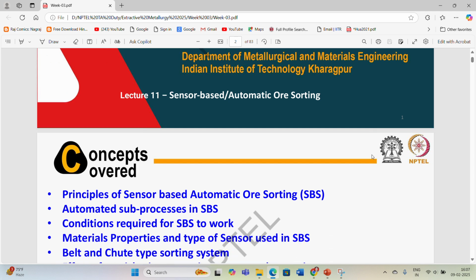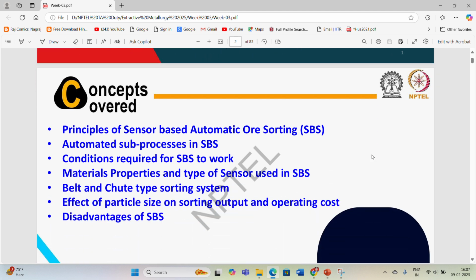Before this, in the previous 2 weeks, we have learned about the different types of minerals, different types of physicochemical and physical processing steps to remove the gangue material from the different valuable sources. And then we have talked about flotation, magnetic separation, electrostatic separations, and we have talked about the liberation size.